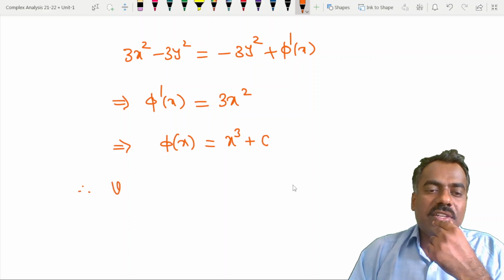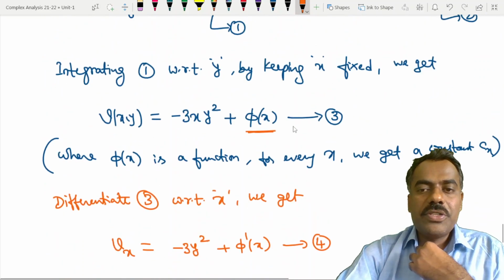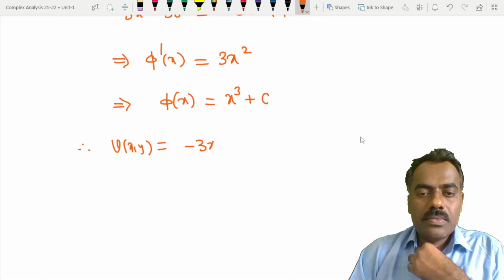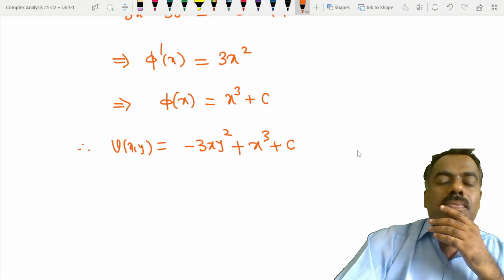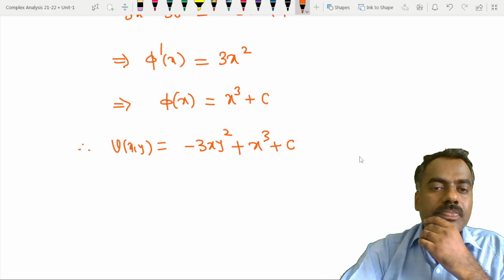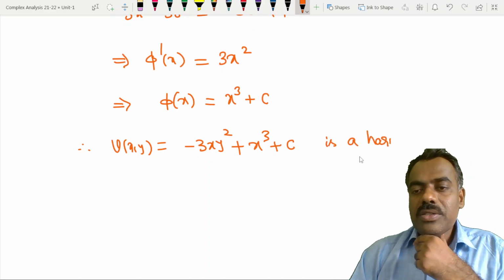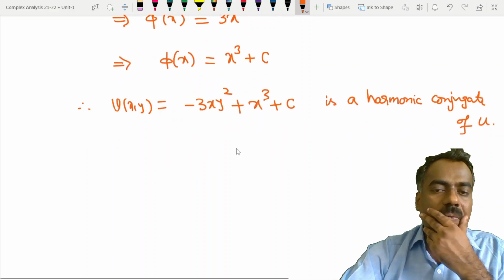Therefore, v of x comma y, if you substitute, is 3 minus 3xy square plus x cube plus some constant, right? Any problem? Therefore, this is a harmonic conjugate of the given function u.